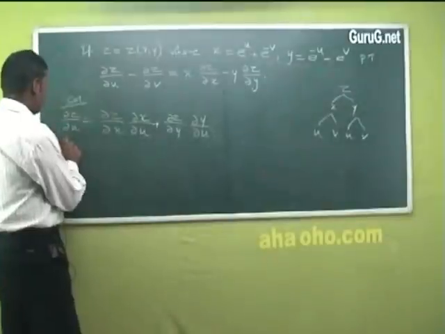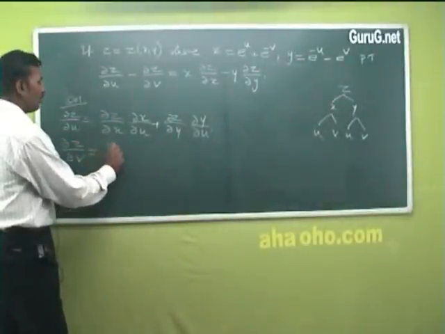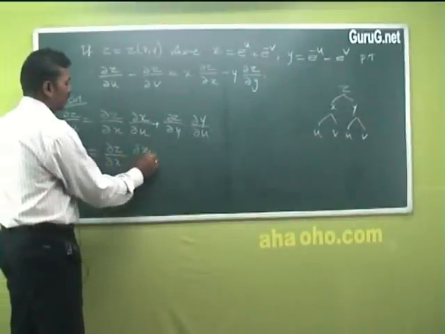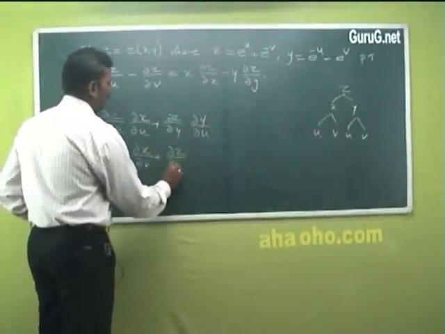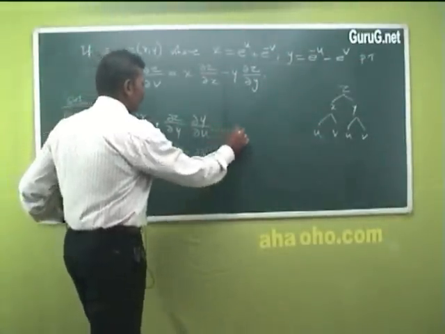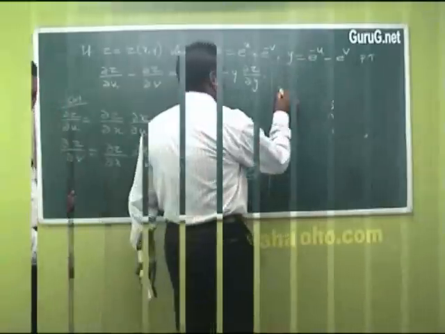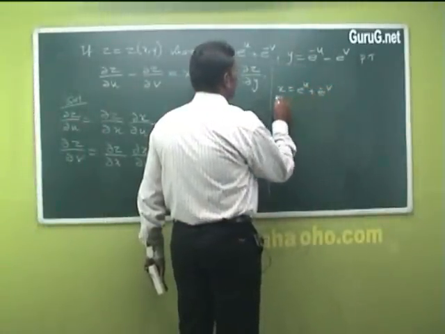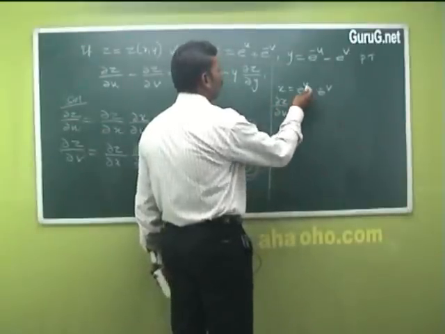Or the second equation, ∂z/∂v = ∂z/∂x · ∂x/∂v + ∂z/∂y · ∂y/∂v. You take it as 1 and 2, right? So given x = e^u + e^(-u), we can find ∂x/∂u. So what is ∂x/∂u?